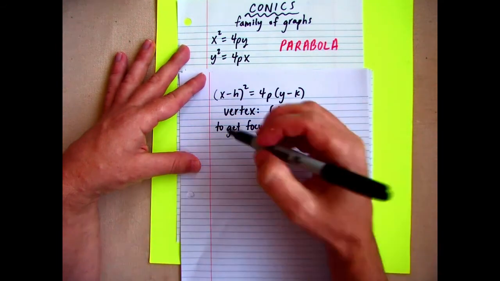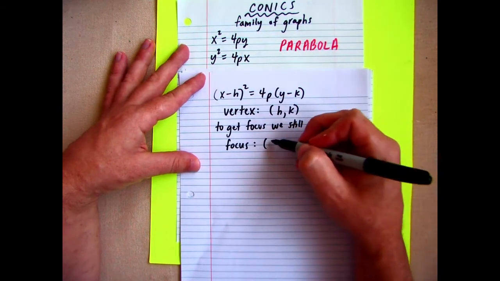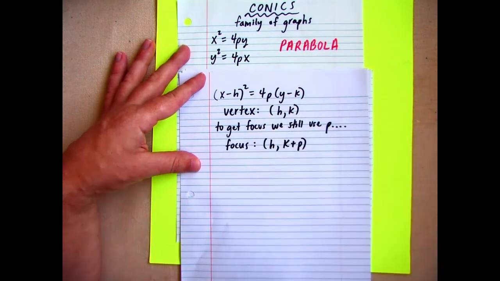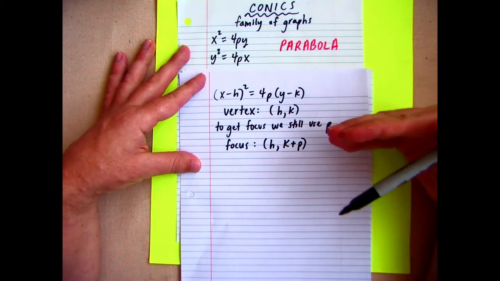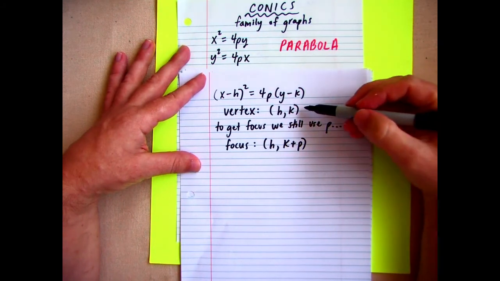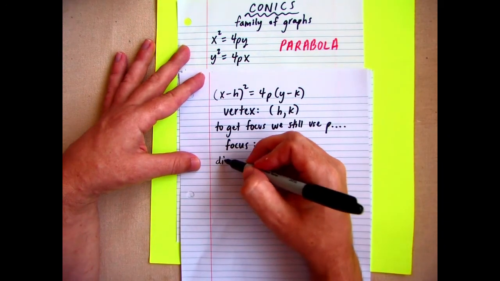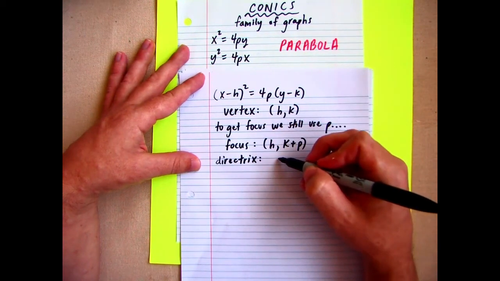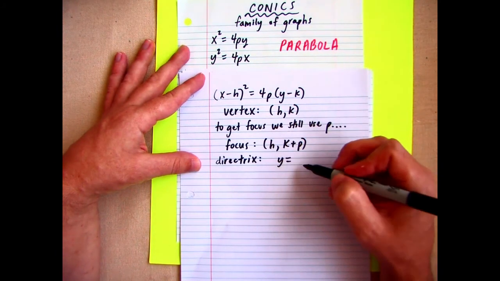So you still got to remember those characteristics. To get our focus, we still use the p-value. And since the graph is either opening up or opening down, that p-value is going to be a vertical movement. It's going to be tacked onto the k-value. Right? Can you imagine in your heads this parabola opening up? Can you look at where the vertex is in your head? That focus is above the vertex. So that's going to require you to add p to the k-value.